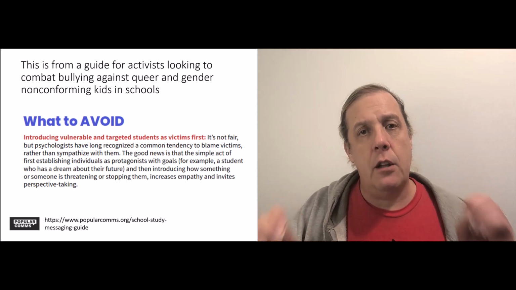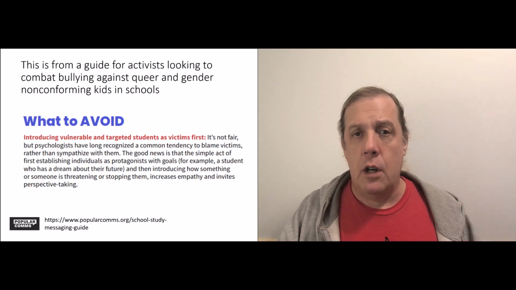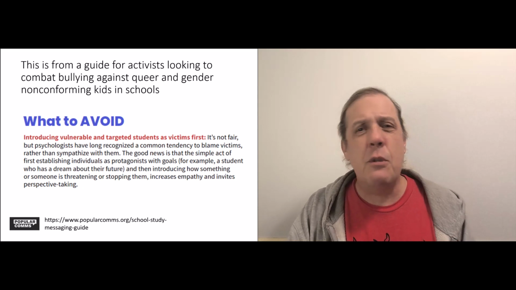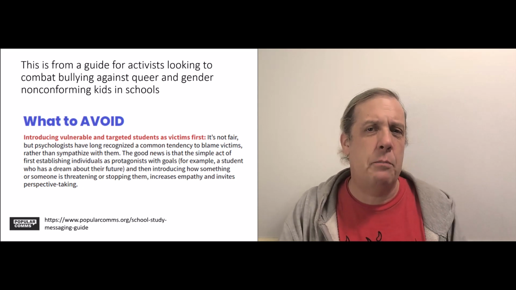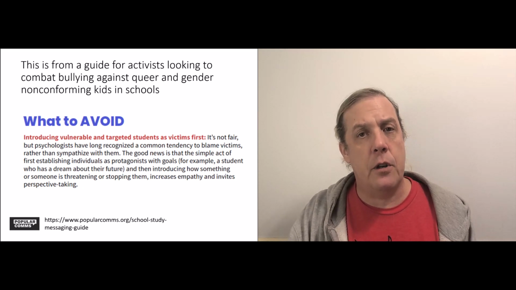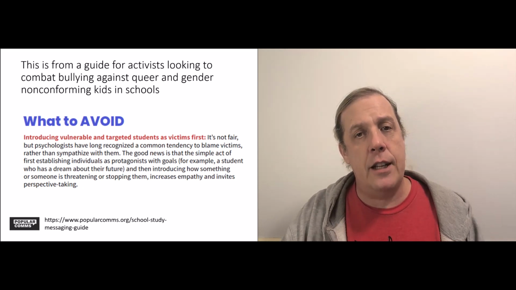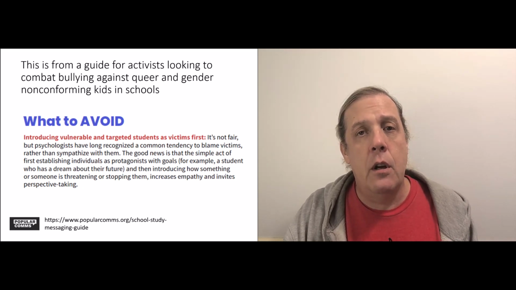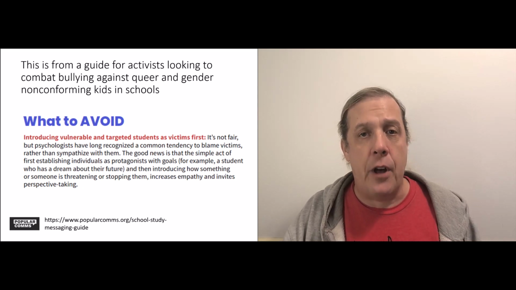But if you tell a story about a kid, oh, and she just wants to go to college. She wants to study music in college. She plays violin. You introduce her as a protagonist first, and then introduce the bad thing that happens. But because of bullying, she attempted suicide. Now the audience sympathizes.